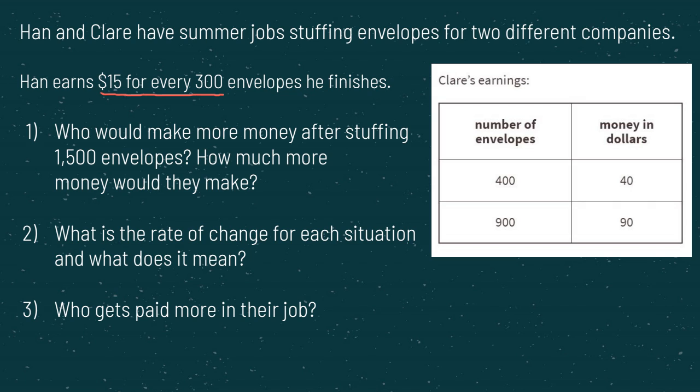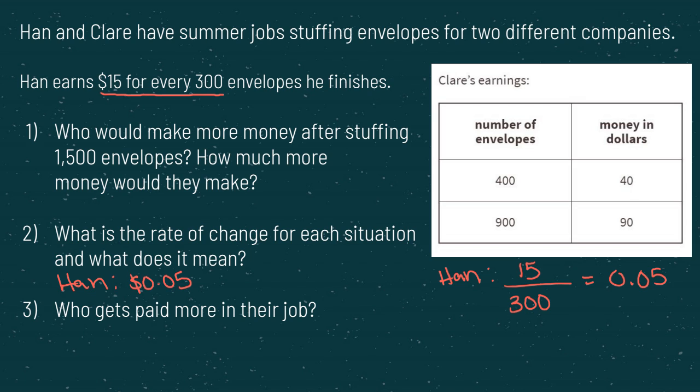So I'm going to start by answering question number 2. So what is the rate of change for each situation? Remember that the rate of change is per one. So in this case, I need to know how much money they're making per envelope. So for Han, if I take the amount of money he earns, 15, divided by the number of envelopes he's stuffing, that's going to tell me how much he's making per envelope. So what is 15 divided by 300? You should get 0.05. So the rate of change for Han is going to be 5 cents or 0.05.